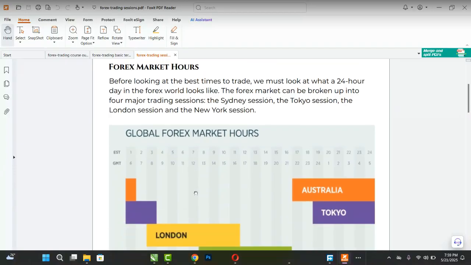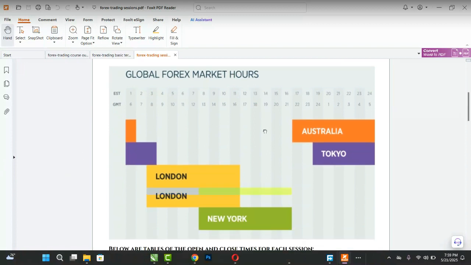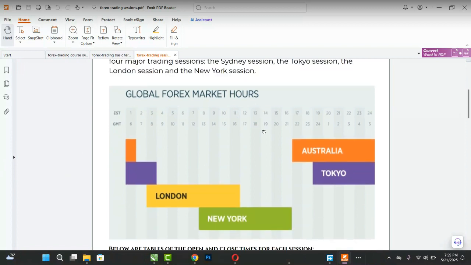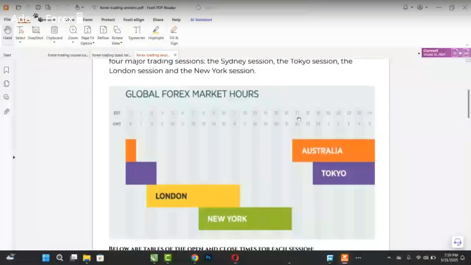Now, see, this is a typical day. We have the Eastern time and the Greenwich Meridian time. This is a typical day in the trading world. You see your Sydney, which is Australia, opening around 17, which should be 5 p.m. in our own time. Is it 5 p.m.? Okay, 22 should be around 10 o'clock. Am I right?